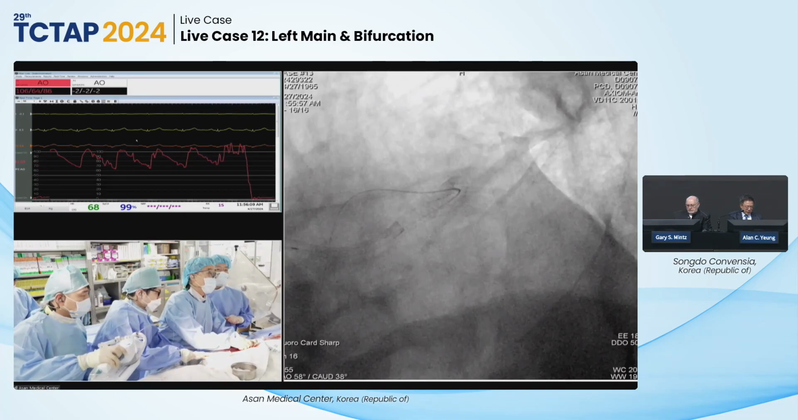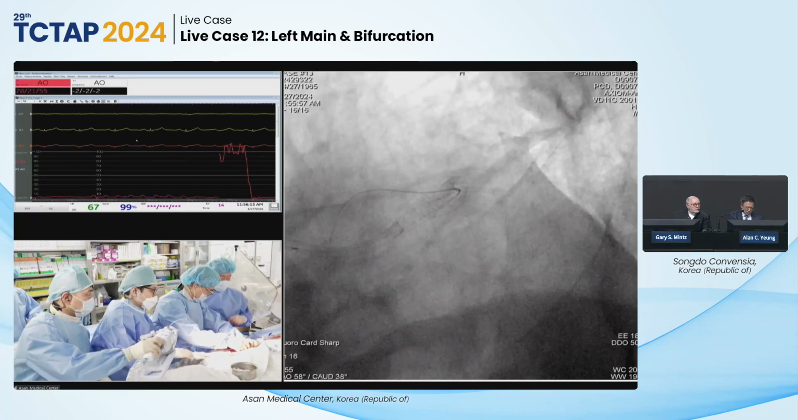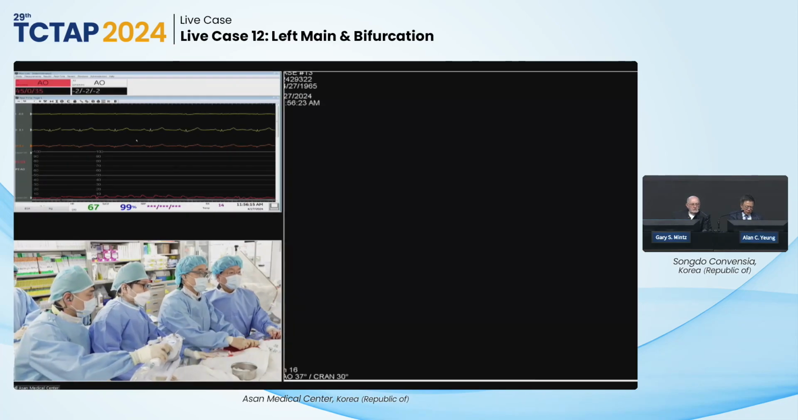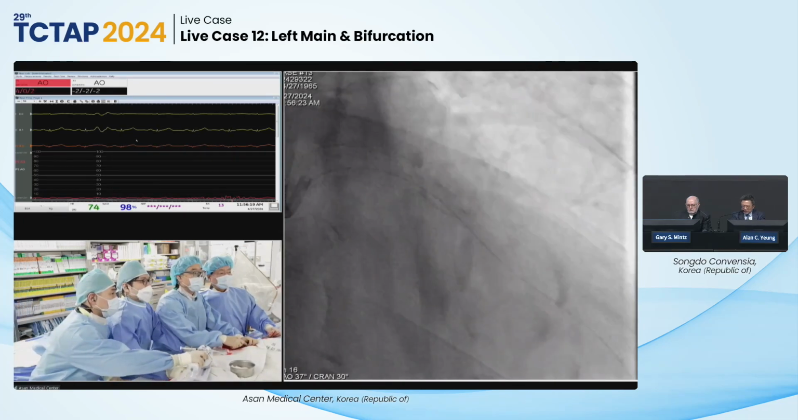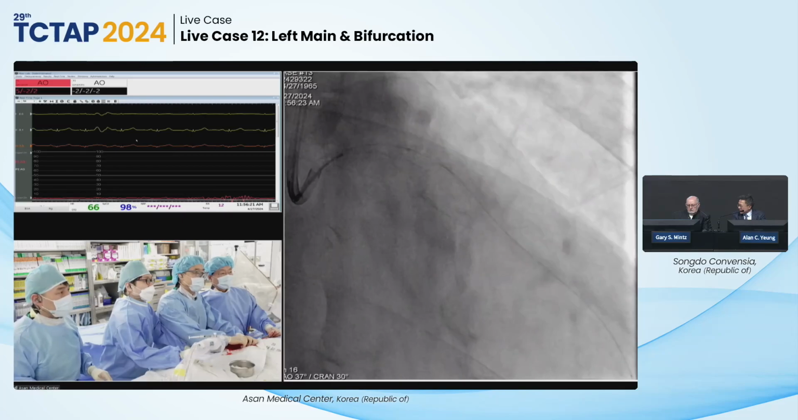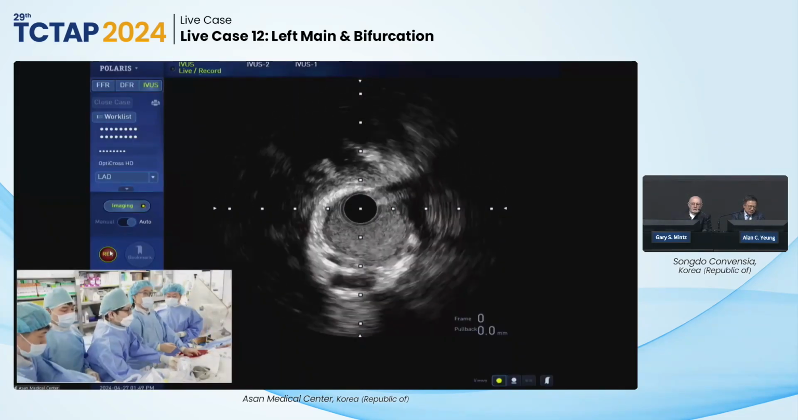Important point, right? Even in diagonal branches, LAD, there may be not too obvious. We have FFR results, right? The issue is traditionally we have not used FFR post-stenting to guide anything. Yeah, we will measure. So, okay, first we're going to show the IVUS.